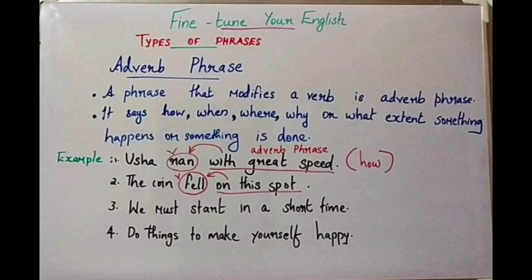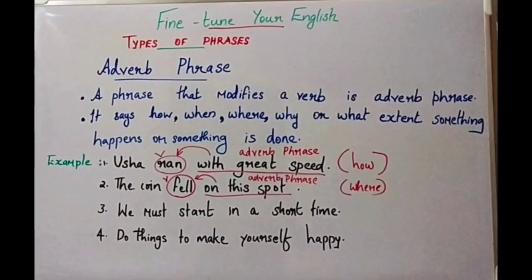Then see the second example. The coin fell on this spot. In the sentence, on this spot is the adverb phrase, and it says something more about the verb fell, or it adds something more to the verb fell. So we are getting the answer to the question, where did the coin fall? And it's on this spot.